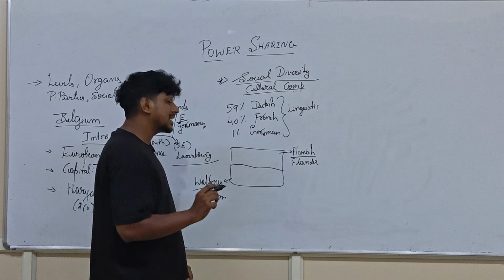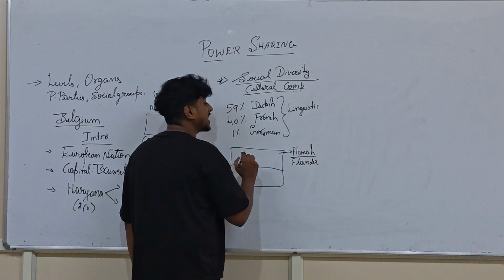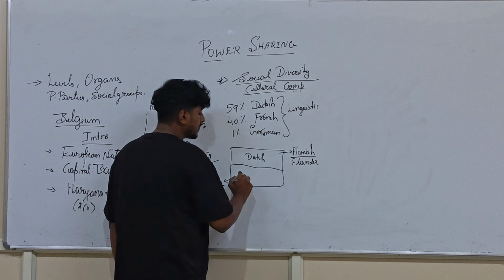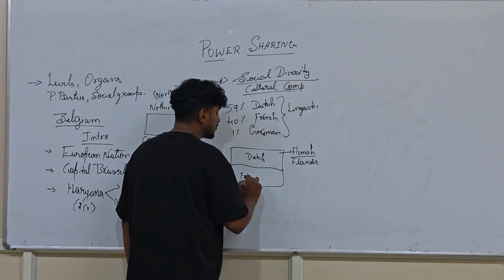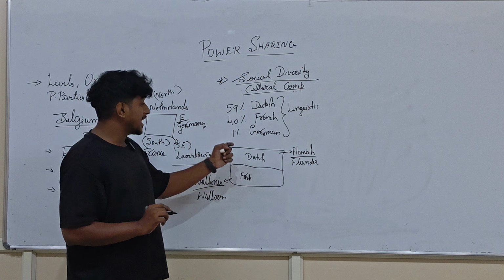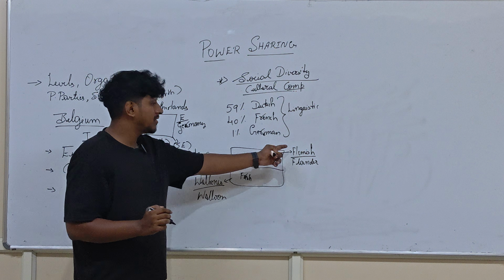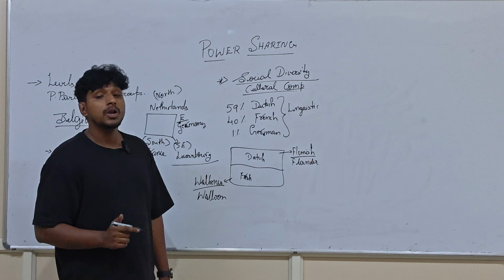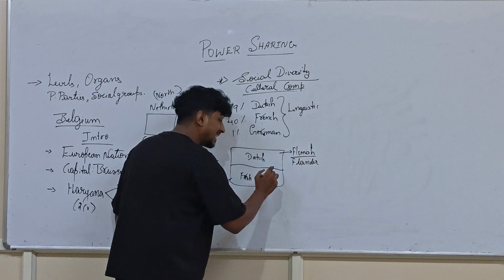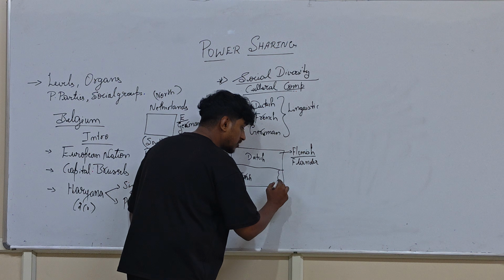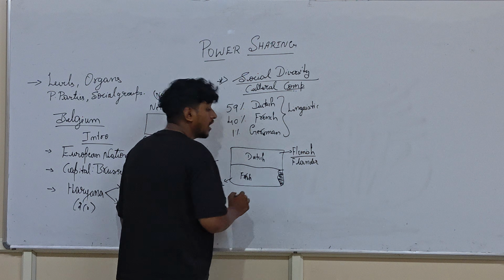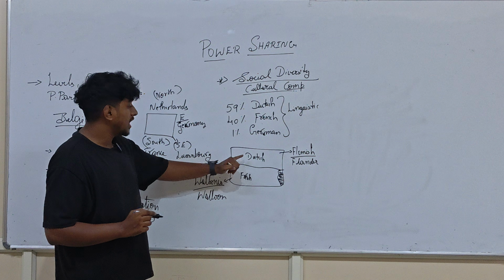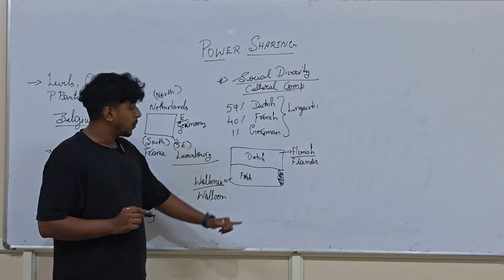The northern part is dominated by Dutch people, and obviously the southern part has French domination. If someone asks me in an MCQ where the Dutch people live in Belgium, it is the Flemish region. Where do the French live? The Wallonia region. And where do Germans live? Germans live in the right extreme corner of the Wallonia region. So 59% Dutch, 40% French, 1% German.